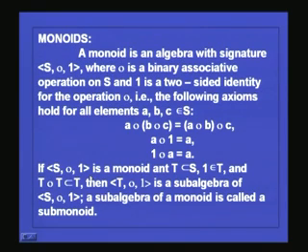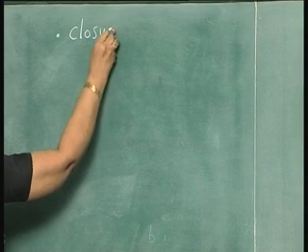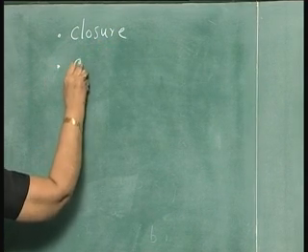Next, we consider one more restriction and see what is meant by a monoid. For a semigroup, we had two properties, closure and then associativity.